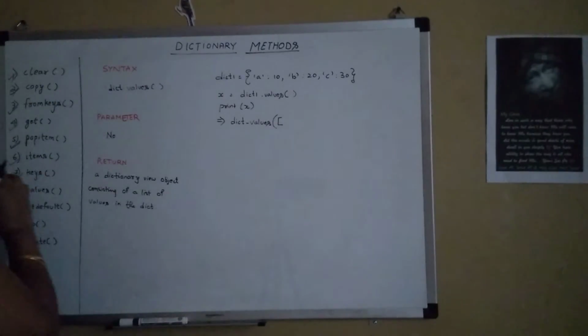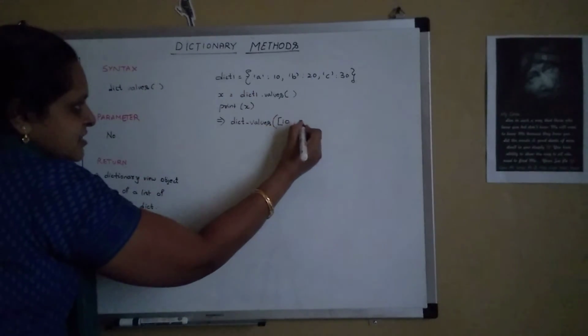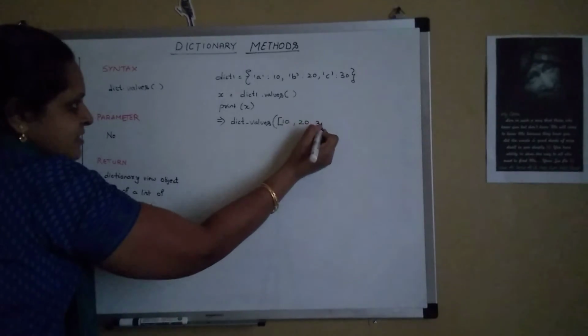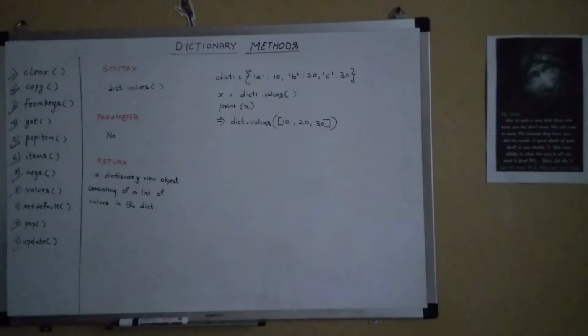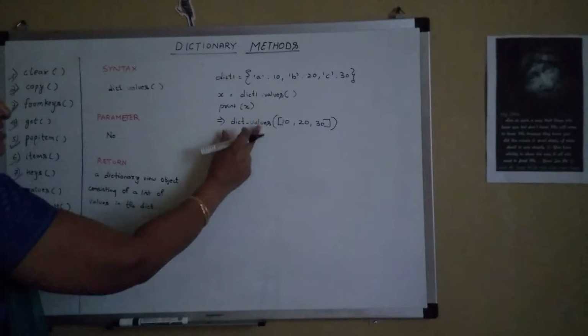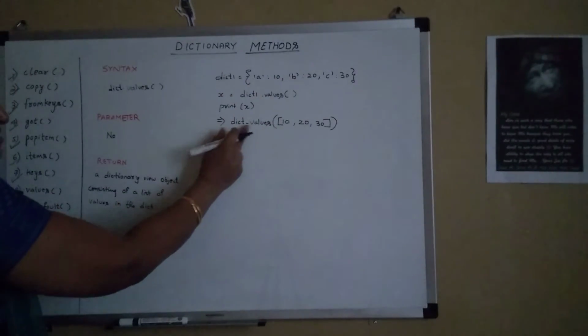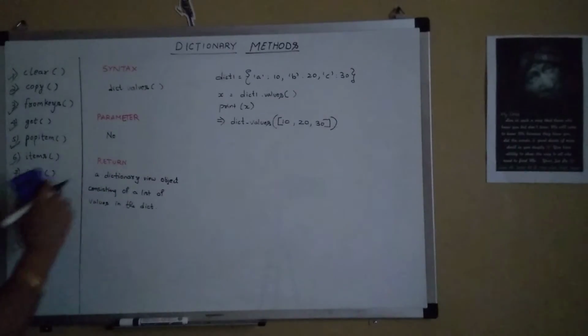all the values in the dictionary. So what are the values? It is 10, 20, 30. So it gives 10, 20 and then 30. It will give the values present in the dictionary in a list format, and this is the dictionary view object, that is dict_values. So this is how the values built-in method works in dictionaries.